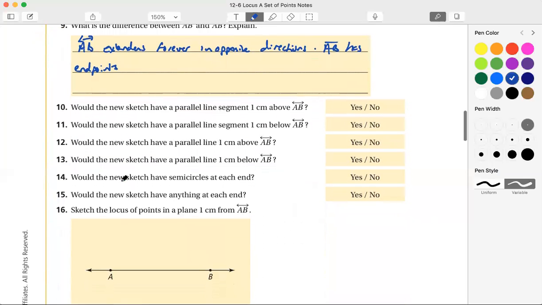Would the new sketch have a parallel line segment 1 centimeter above AB? No. Would the new sketch have a parallel line segment 1 centimeter below line AB? No. Would the new sketch have a parallel line 1 centimeter above line AB? Yes. Not a segment, but a line. Would the new sketch have a parallel line 1 centimeter below line AB? Yes. Would the new sketch have semicircles at each end? No. Would the new sketch have anything at each end? No. So sketch the new one.